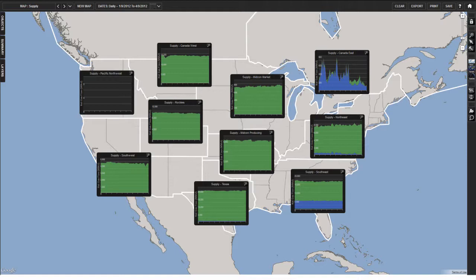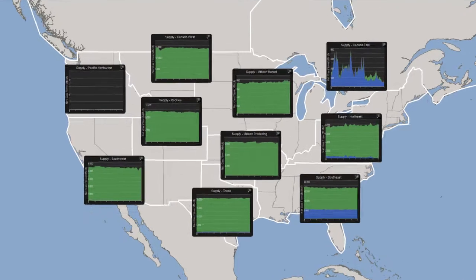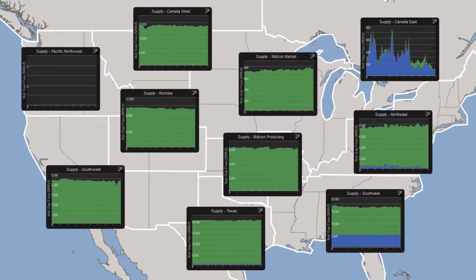From a perspective of the total U.S. market dynamics, Energy Market Visualizer allows you to visualize very macro pieces of the U.S. market in a very quick glance. On the screen, you'll see in front of you supply from each of the individual regions within the United States. Encompassed within this are 8 regions within the U.S., which include the Northeast, Southeast, Mid-Con producing, and others, as well as markets in Canada West and Canada East.